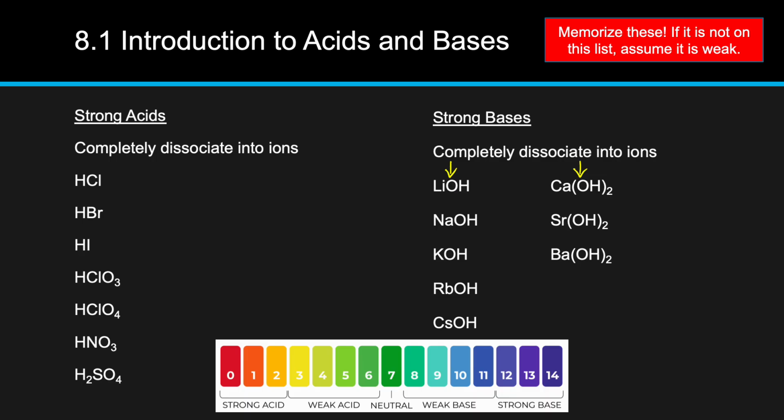So for example, if you have 10 moles of HCl and you put that in water, now you're going to have 10 moles of H+ ions and 10 moles of Cl- ions. All of those molecules are going to separate into ions. Same with the bases. If I have 5 moles of lithium hydroxide and I dissolve that into water, I'm going to have 5 lithium ions and 5 hydroxide ions. So that just means complete dissociation, 100%, and that is very important when we're talking about strong acids and strong bases.